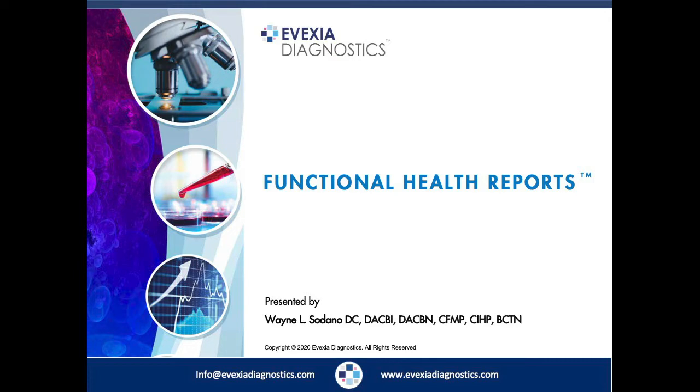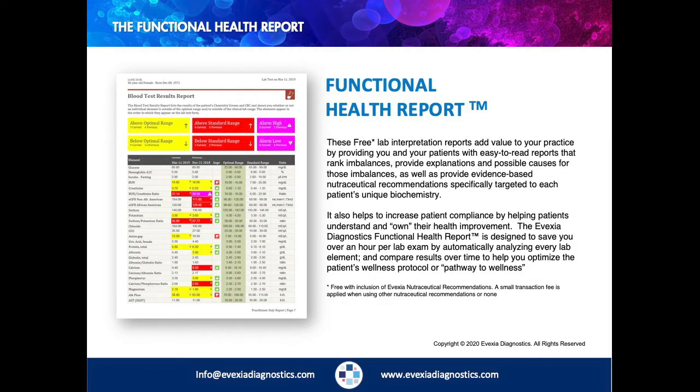Welcome to the presentation that discusses the Functional Health Report. As you may know, all Evexia blood test panels come with an analysis report called the Functional Health Report. These reports will add value to your practice by providing you and your patients with an easy-to-read report that ranks imbalances, provides explanations and possible causes for those imbalances, as well as providing evidence-based nutraceutical recommendations. The reports can also help increase patient compliance by helping patients understand and own their own health improvement.